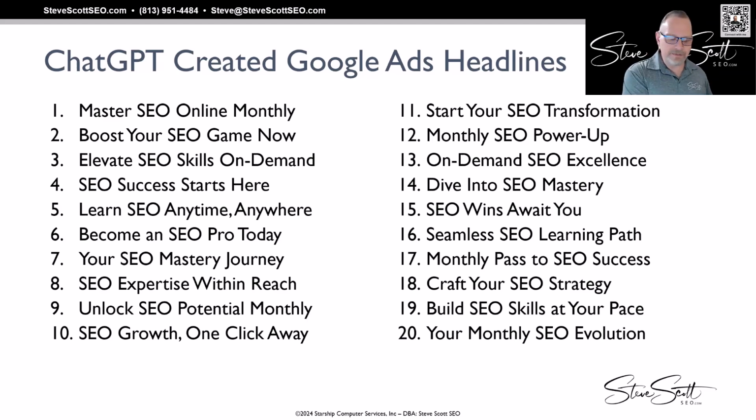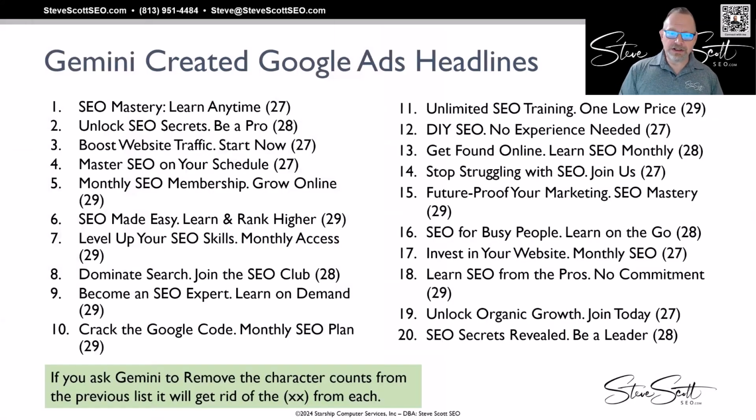I just got to paste them into the parts in the Google Ads where the headlines are. So that was ChatGPT. Gemini gave me a few others, right? SEO mastery, learn anytime. See the colon? There's another one. Unlock SEO secrets, be a pro, boost website traffic, start now, master SEO on your schedule, monthly SEO membership, grow online. And again, there's 20 of these things here. So if I use both of them, I get some really solid ideas, right? I can combine these things if I like.